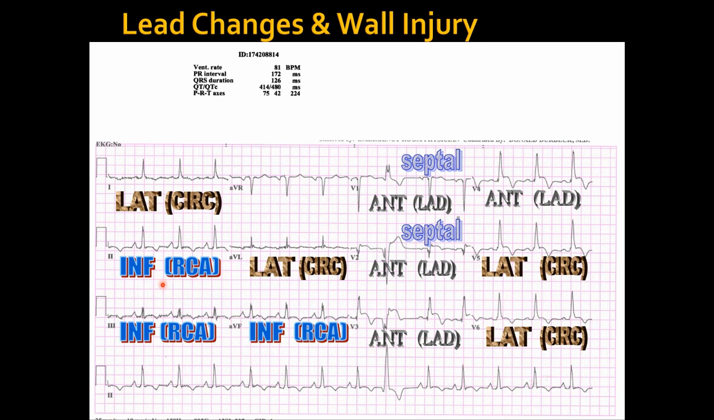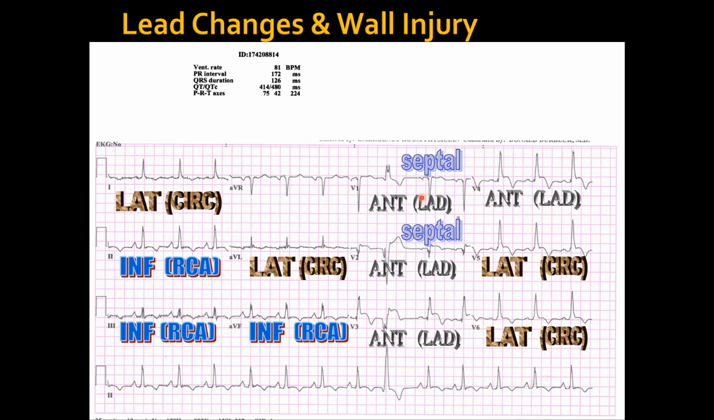Circumflex artery. And then you have got the inferior leads 2, 3 and AVF. And the artery block will be right coronary artery. So inferior wall MI: 2, 3, AVF, and lateral wall MI: 1, AVL, V5, V6. And if it is inferior wall MI, then the artery is right coronary artery, and the leads are 2, 3 and AVF.